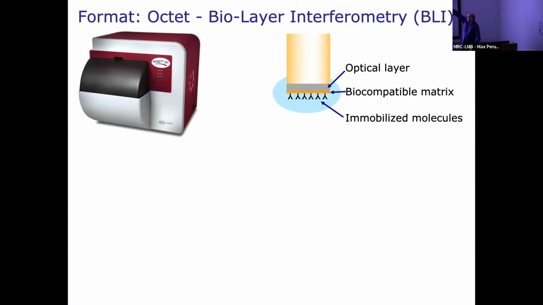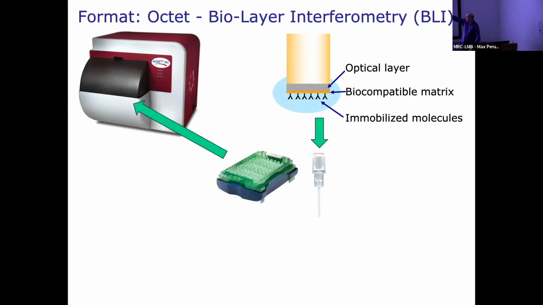So it's got these little tips. It's got an optical layer, which is biocompatible. And so you attach things onto the surface here. This little tip, light gets shone through that tip. These are all mounted in these 96 well racks, which you can take rows of 8 or rows of 16.